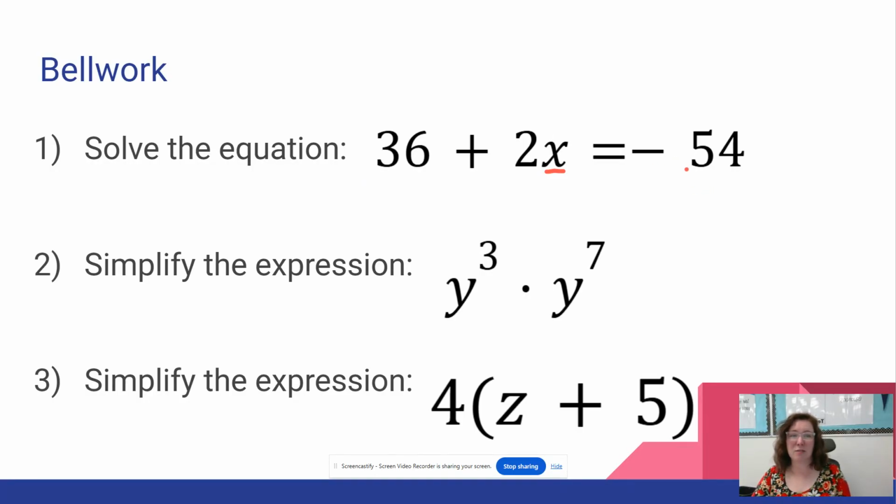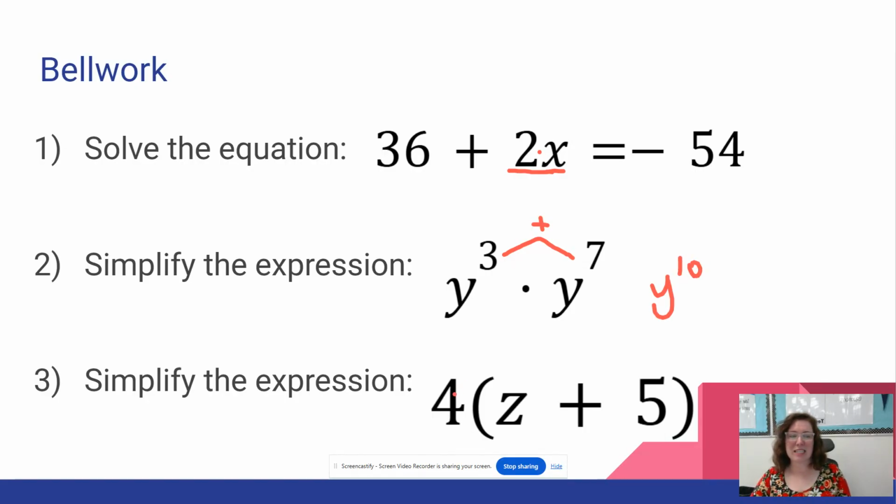That becomes a negative 54 minus 36. Then divide both sides by 2, because there's an invisible multiplication here, so we have to divide by 2 on both sides to get your answer. Okay, the next one, this is exponent rules, which we learned in the last unit. When we have multiplication, we can just add the exponents and we get y to the power of 10.